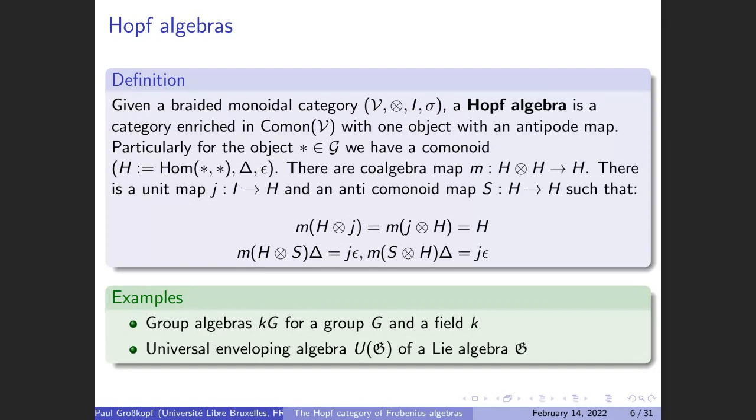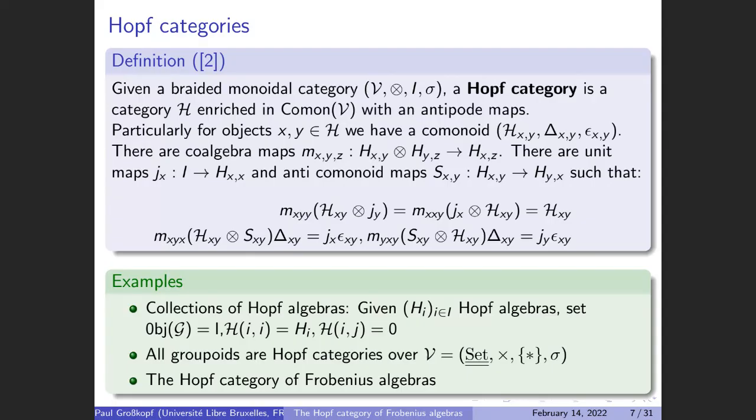And another really interesting and important example is an enveloping algebra of a Lie algebra. So the way of looking at a Hopf algebra in that way, again, with having a category with one object and being enriched over a comonoid, makes it much easier to justify why we can generalize it by just allowing more objects. And this is exactly what a Hopf category is. So this is the main definition I wanted to come to.